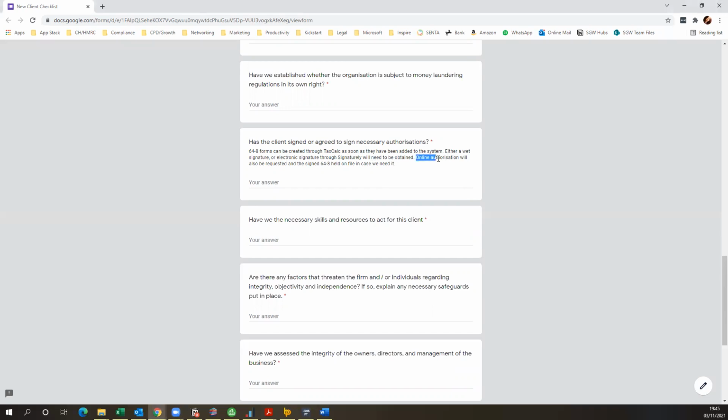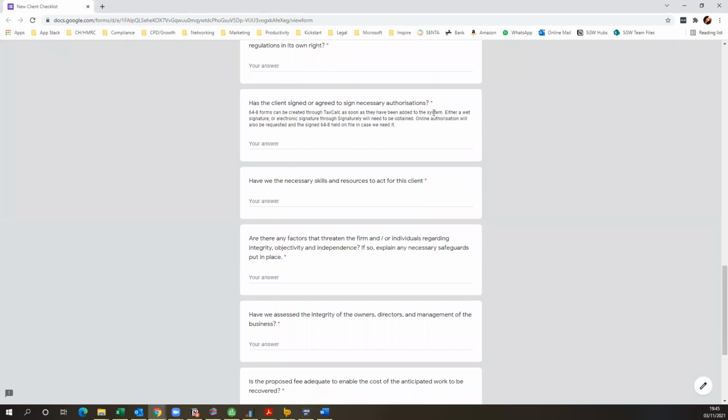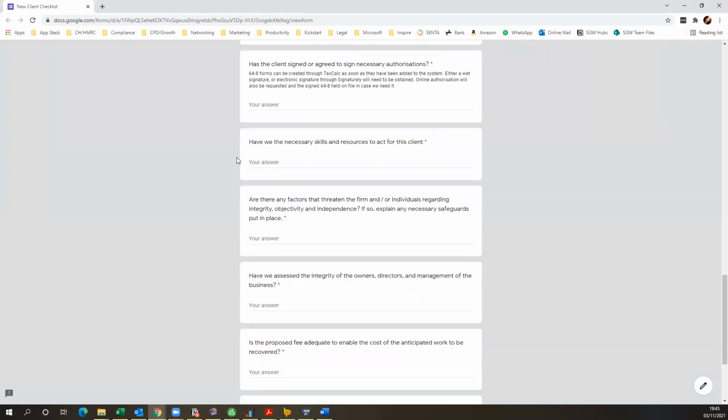We will do mainly online authorizations through HMRC, but it is useful to have a signed 64-8 on file should HMRC decide that they're not going to talk to us just with the online authorization. They should, but they're a bit persnickety with that. So if we've got the signed 64-8 on file, then we can just throw that at them and go, now talk to us.